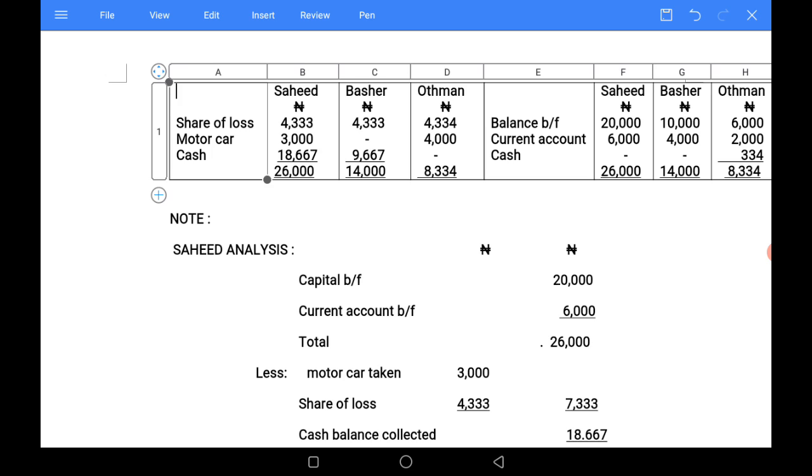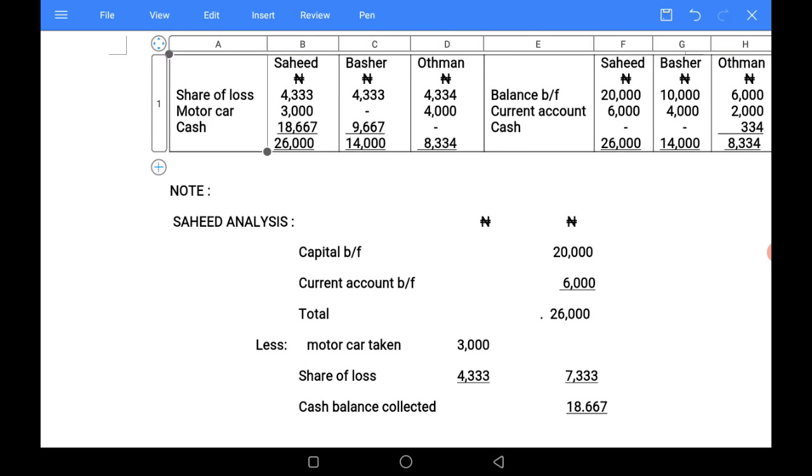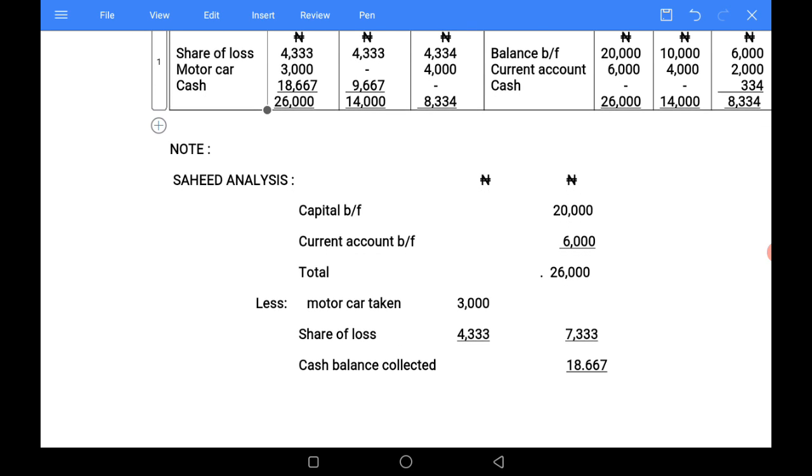Now, adding the analysis on Saeed, adding the capital brought forward of Saeed to his current account balance, Saeed has 26,000 naira as total amount. Then we need to deduct his liabilities from the amount realized, and the liabilities for Saeed are the motor car which he took over, which was worth 3,000 naira, and his share of a loss. So by adding the value of the motor car to his share of loss, we have 7,333 naira to be deducted from Saeed's balance of 26,000 naira.